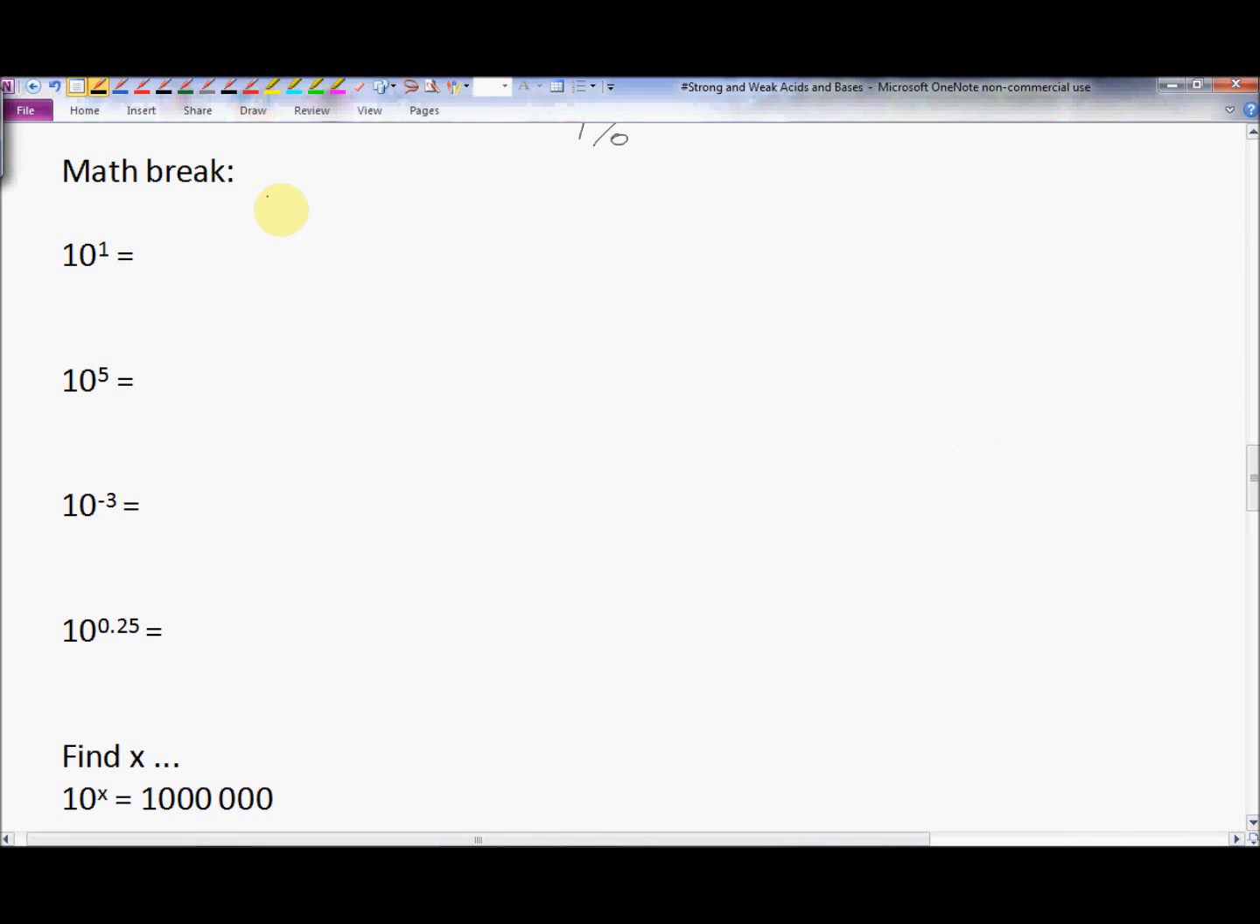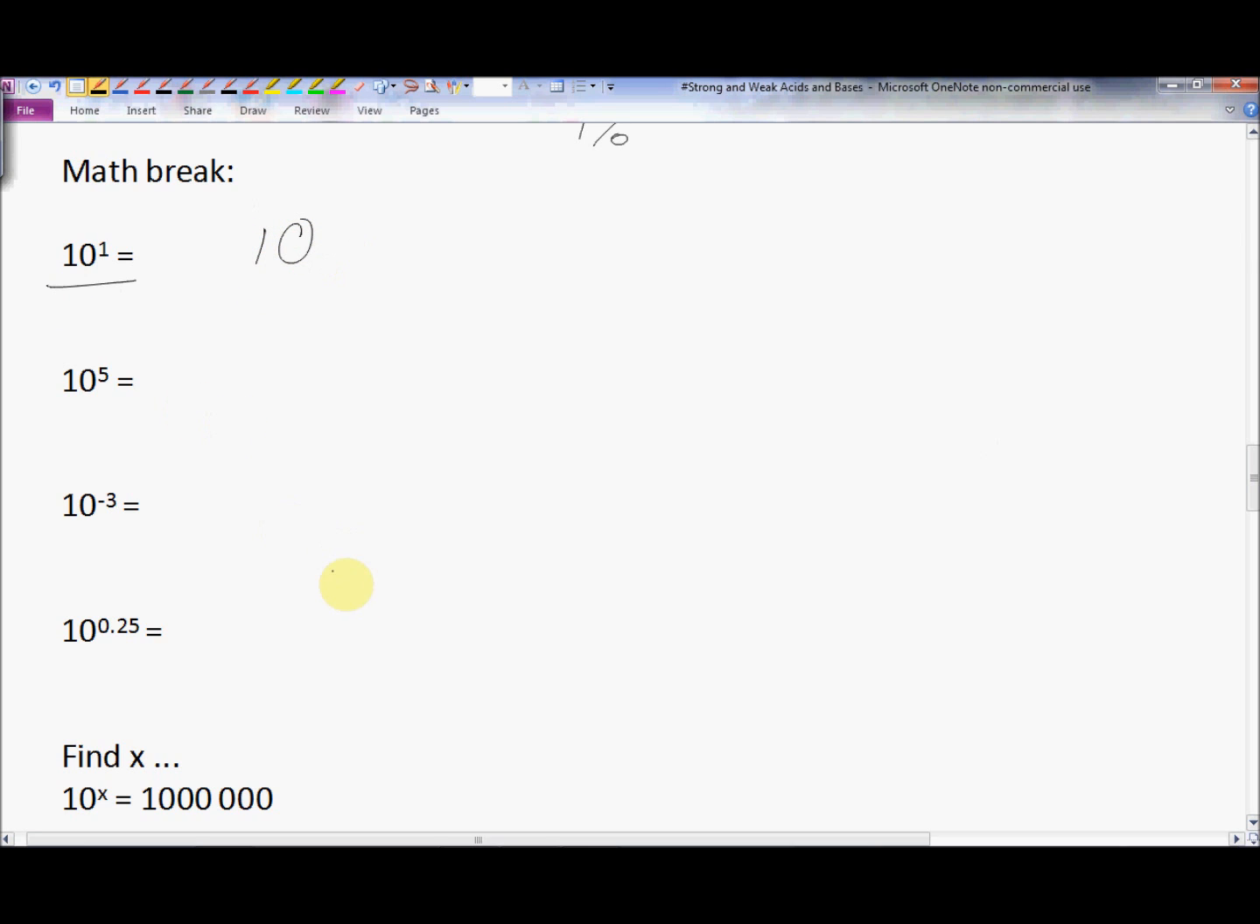Okay, we're going to take a little math break here for just a second, because I need to establish that you know some things about exponents, and we're going to get into logarithms here. Just to refresh your memory, and we've been doing this with scientific notation a little bit, 10 to the power of 1 is basically the same thing as 10, right?